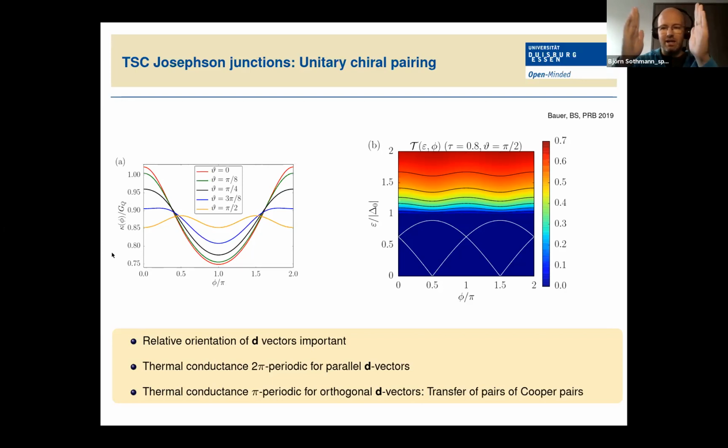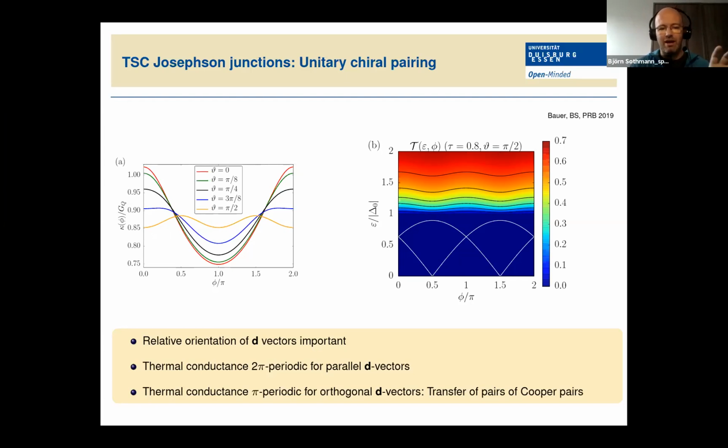And when the d vectors are parallelly aligned, then we get the red curve that shows the typical behavior that we expect by now with this robust minimum at phase difference pi. But as we start increasing the angle between the two d vectors, we see that the curves become more complicated. And when we finally reach a situation where the two d vectors are orthogonal to each other, then we have this yellow curve. We find that the thermal conductance becomes a pi periodic function of phase rather than a 2 pi periodic function. And why is this the case?